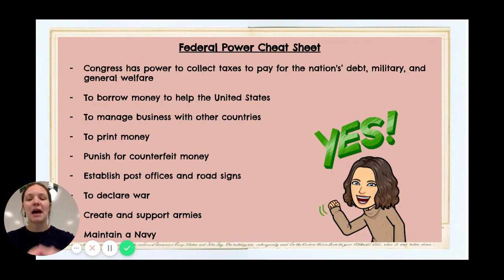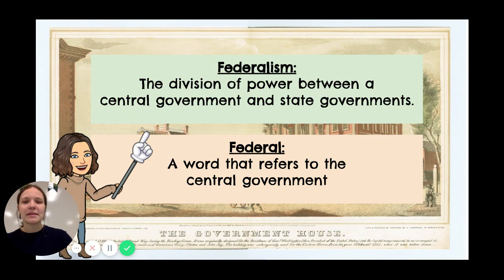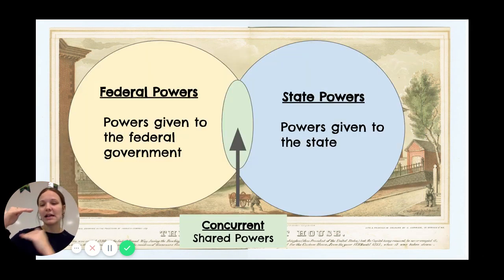And so all of these powers are what the federal government does. And there's a lot more. These are just the big ones. And then the state underneath it benefits from these powers, but then the state has its own powers within it. So the main idea here for federalism is that it's the division of power between a central government and state governments. So remember, the federal government, if we were talking about it in school terms, is our principal. And then the state government would be our teachers. So federal, state each has their own government, but they all are under the federal government.